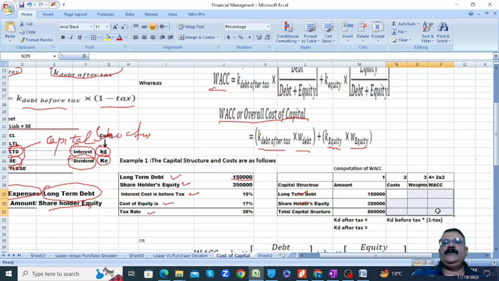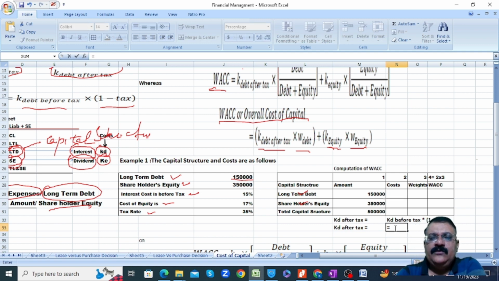Okay. Now we will compute the cost. In first instance cost of debt, because cost of debt is before tax, हमने cost of debt after tax compute करनी है. And cost of debt after tax is equal to cost of debt before tax multiplied 1 minus tax rate. Cost of debt, so cost of debt is equal to before tax cost 15% multiplied 1 minus the tax rate is 35%.